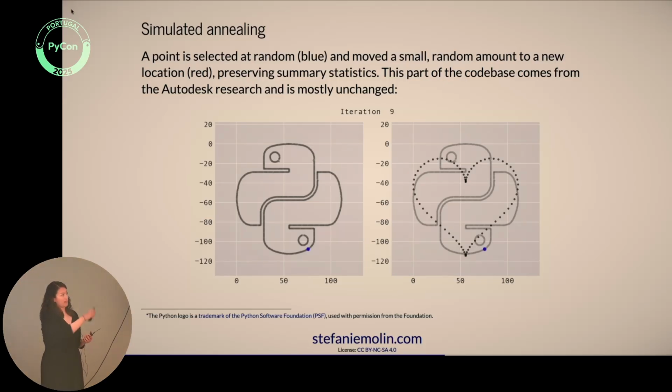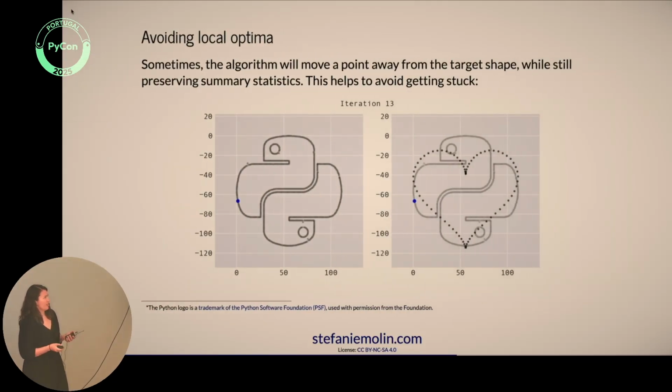So a point is picked at random, and that's when you see it in blue up on the screen. And then it's moved a small random amount, and that's when it's shown red. Now, there's only one restriction on this movement, and that's that it absolutely has to preserve those summary statistics, okay? But it is allowed to move away from the shape, okay? So you can see I've isolated the iterations where that actually happens, where the point is moved further away from the heart. And this is necessary, again, because this is randomized, so that it helps you avoid getting stuck in local optima.